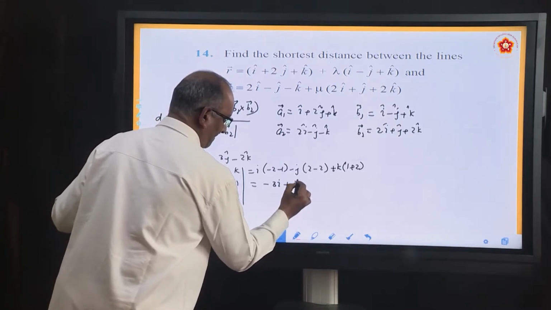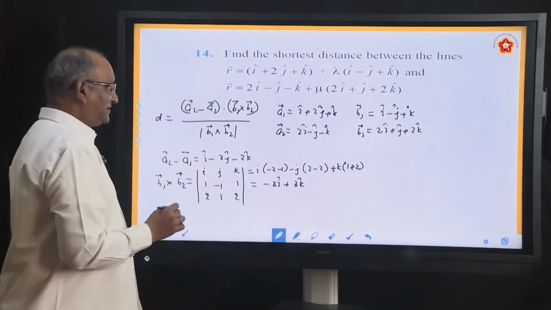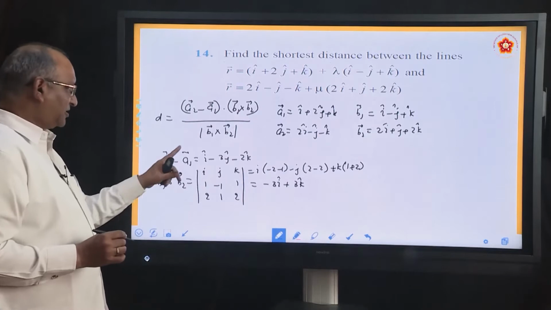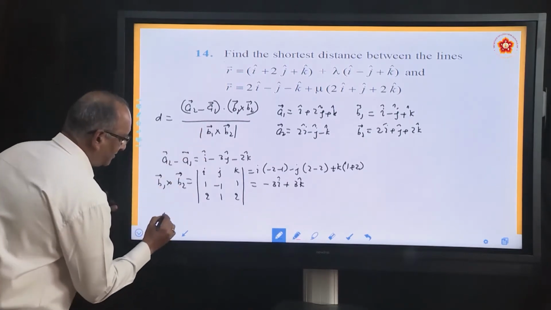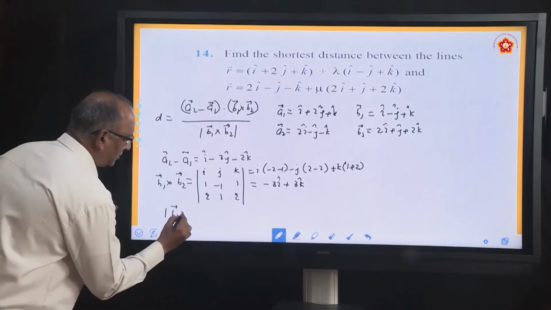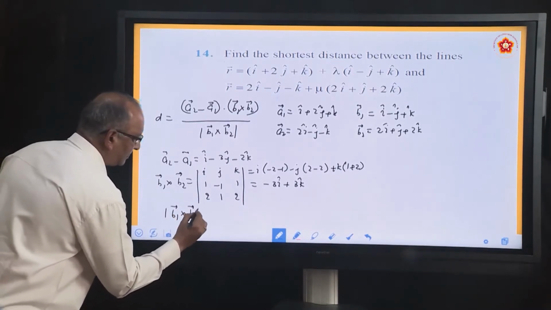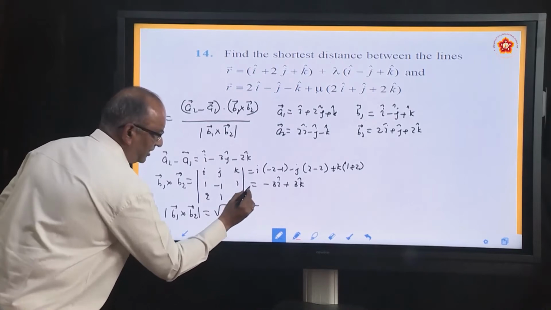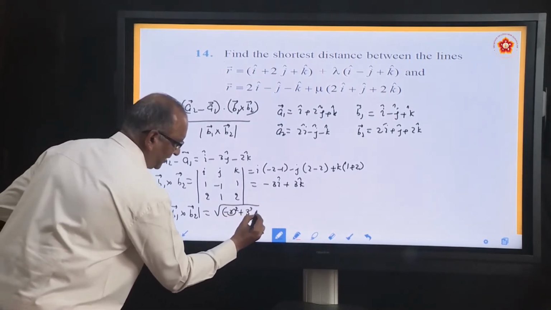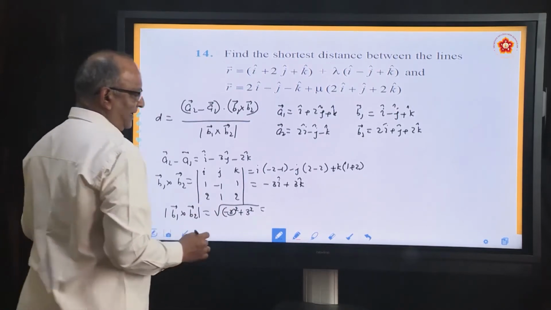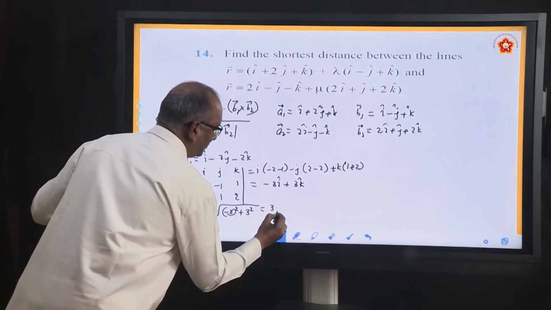But what we need is not just B1 cross B2, we also need modulus of it. So, in the same step you can write modulus of B1 cross B2 is equal to under root of minus 3 square plus 3 square. 9 plus 9, 18, which can be written as 3 root 2.